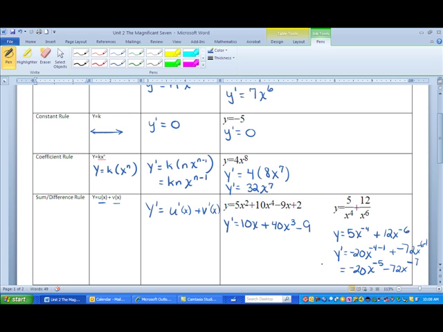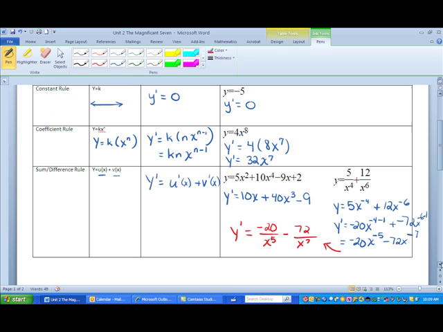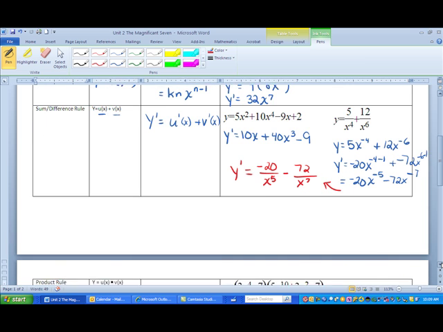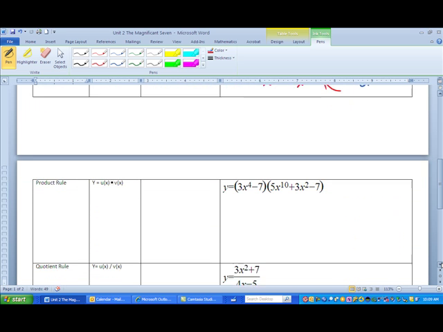Now I'm going to come over here in red just so you can see where my final answer is. My final answer is in red. We typically don't leave negative powers, so we would want to rewrite that so that the x to the 5th and the x to the 7th are back in the bottom. So those are the first few rules that you learned in the introduction.